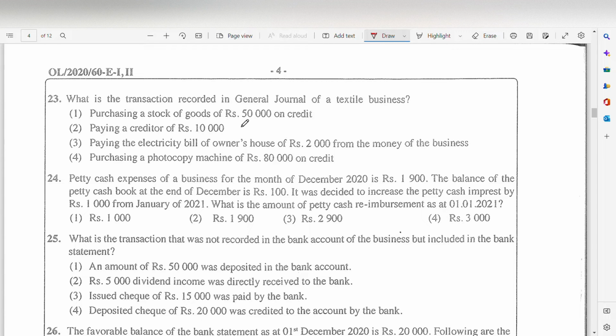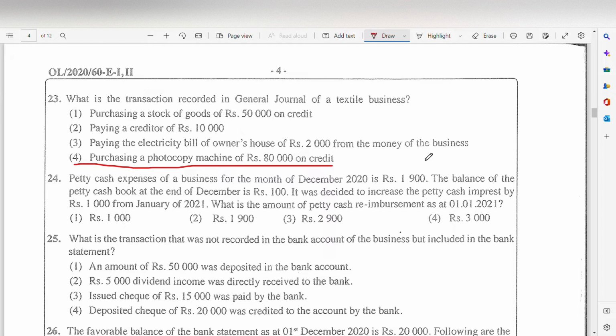This is not a sales transaction that you have made in the general course of business. Here you have purchased a machinery, and you have purchased on credit, not on cash. So your prime entry book here would be the general journal. So the answer will be answer 4.